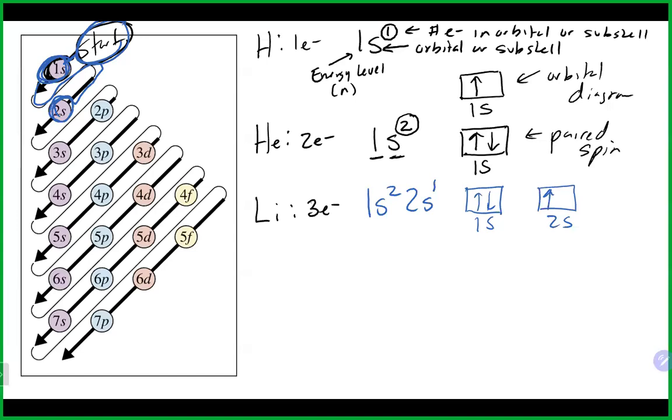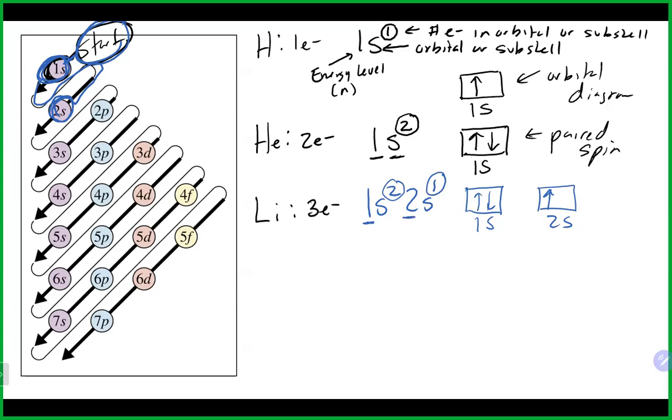I have 2 on the first energy level. This number tells me the energy level, and there are 2 electrons on that energy level. How many electrons do I have on the second energy level? I have now 1 on the second energy level, right? So I have 1 electron that's higher in energy than those 2 that are lower.